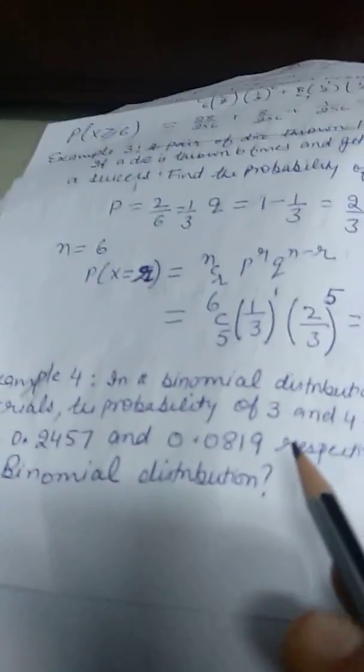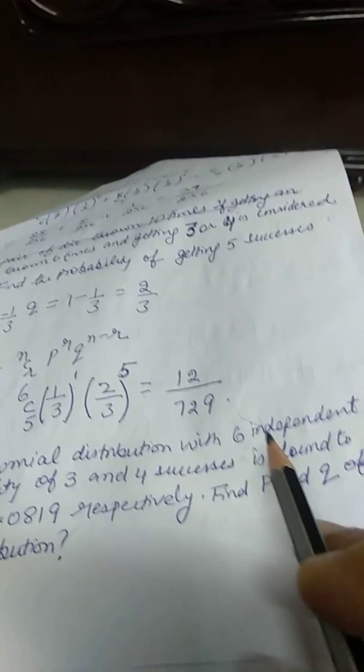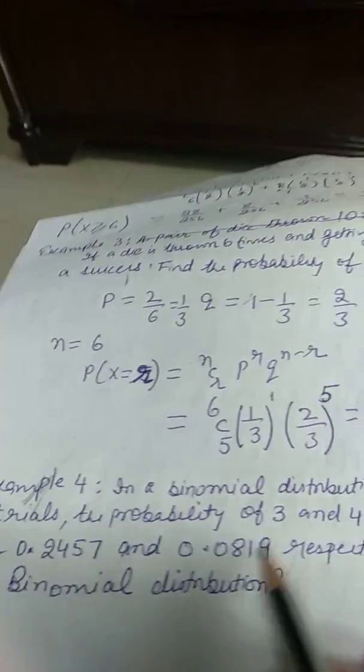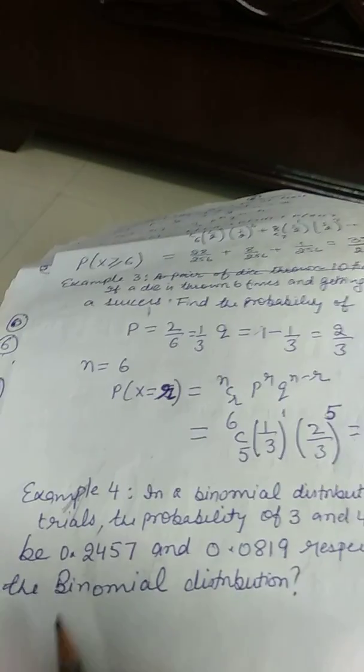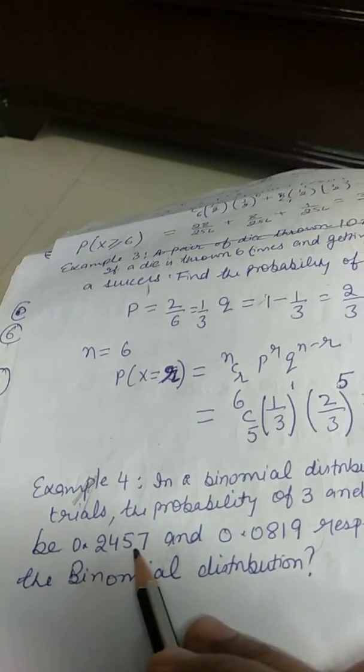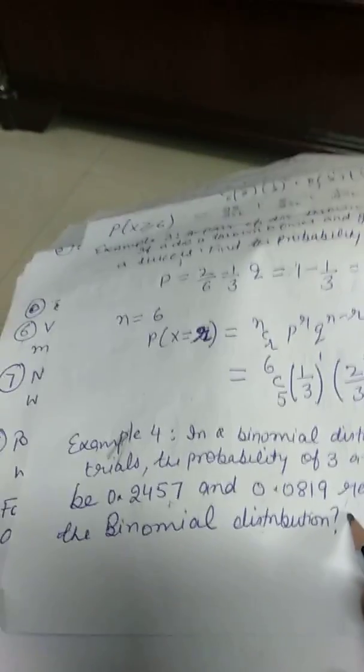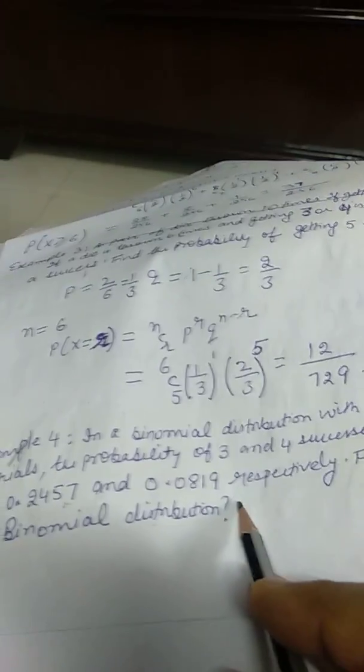The next type of numerical is that in a binomial distribution, you are given 6 independent trials, the probability of 3 and 4 successes is 0.2457 and 0.819. So the probability of 3 successes or 4 successes is given to us. You are asked to find the p and q and the mean of the binomial distribution.